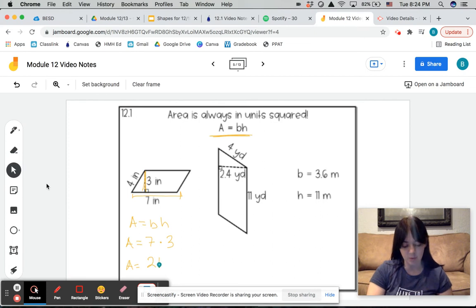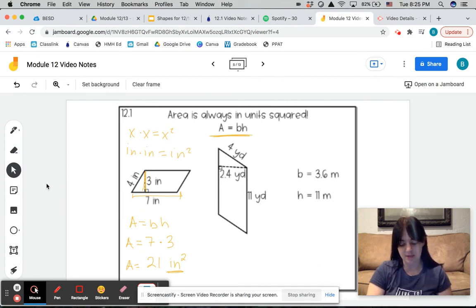Now, 21 inches squared, because remember, when we multiply two things together, it's a power of 2. Like x times x equals x squared, the same thing as when we do inches times inches. The inches is squared. We're not going to square the 21, only the units, so that we know that it's area. Anytime you see inches squared, yards squared, meters squared, anything like that, that means it's the area.